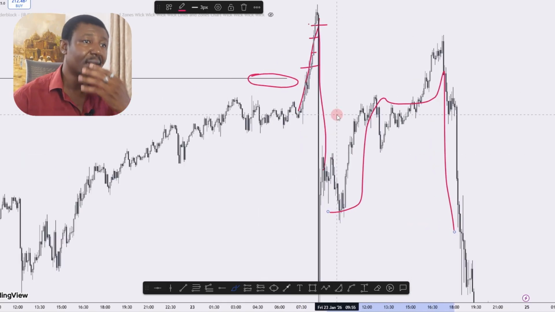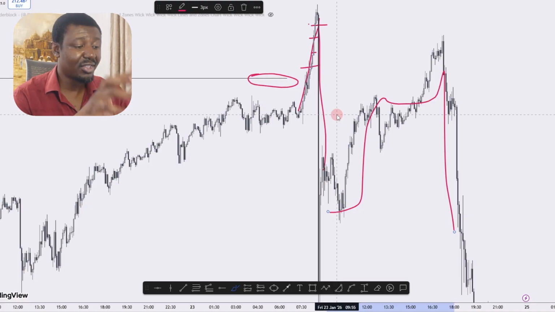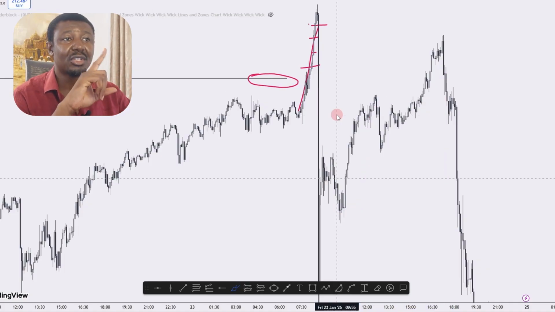Then the third thing, which is not directly related to the price chart, is that you must check your fundamentals, especially if you're a day trader.